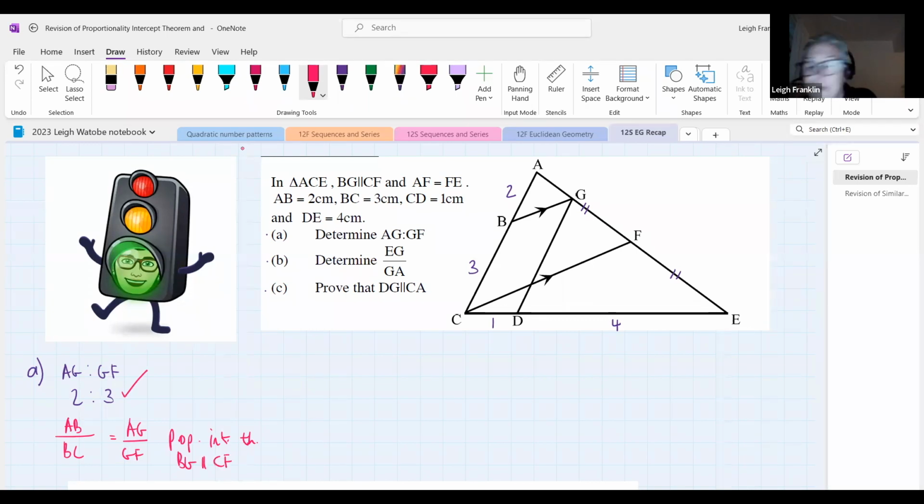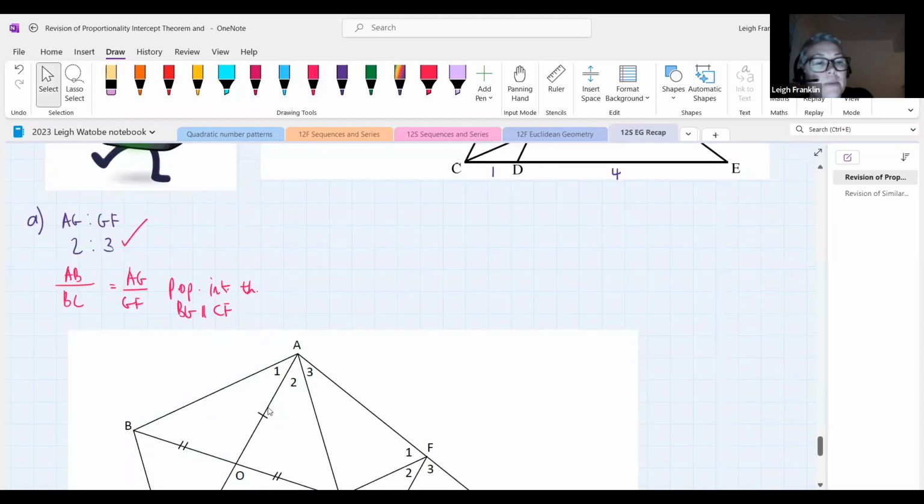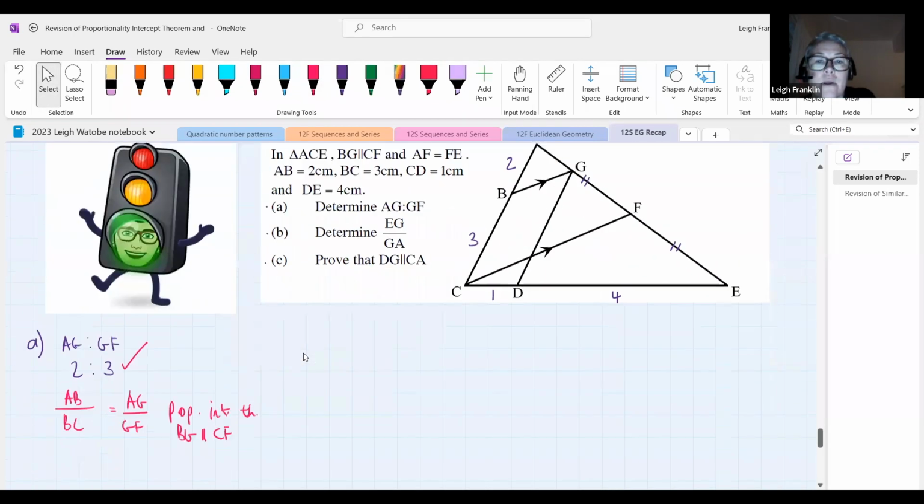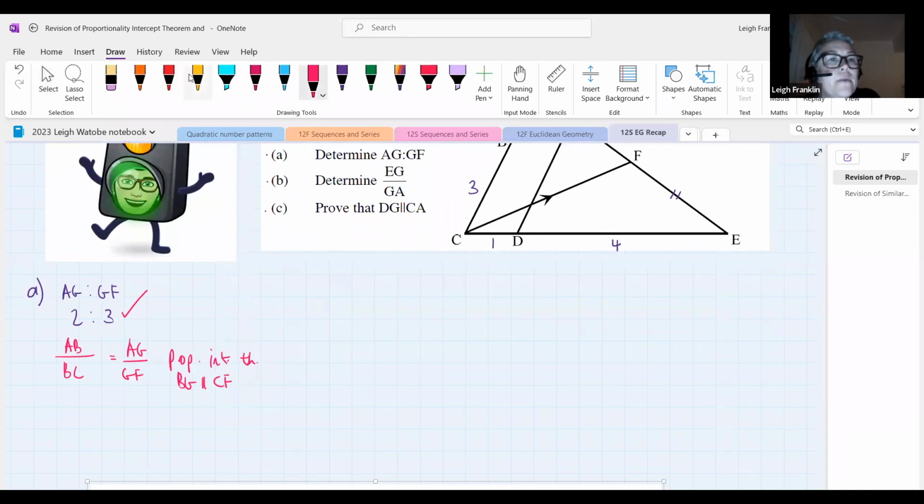Good, well done. And then you would have concluded, let me just move this down a little bit, that this was 2/3 is equal to AG over GF, and therefore AG to GF is 2:3. Okay, lovely. Well done, Ria. That's perfect. Okay, the next one, B.